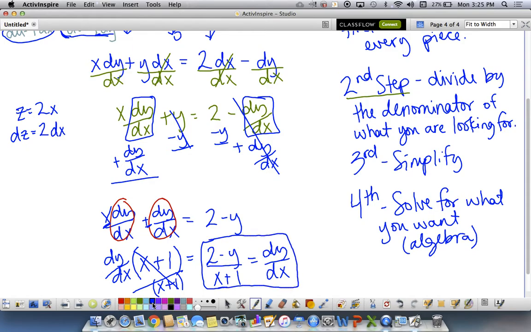Okay, we have solved. It's going to be following algebra steps. The first step will always, every time, be to take the differential of every piece. Second step, sometimes you're going to have to do the product rule, sometimes other things. Then the second step will be to divide by the denominator you're looking for. Third, we will simplify. When you divide, some things will cancel. And then fourth, we're going to solve for what you want by itself. Let's do one more for sure.